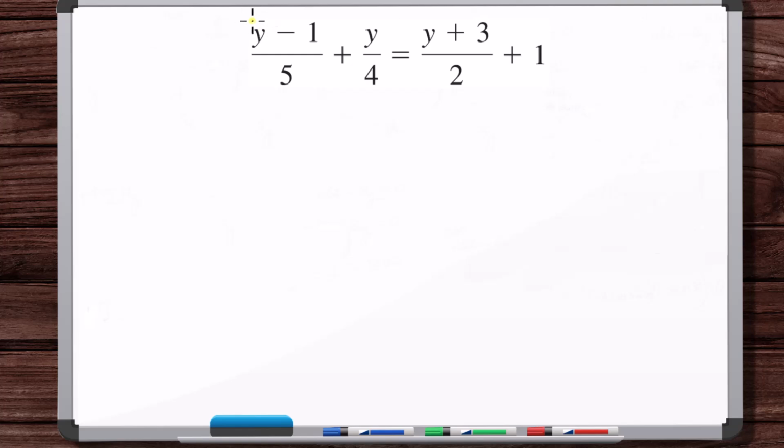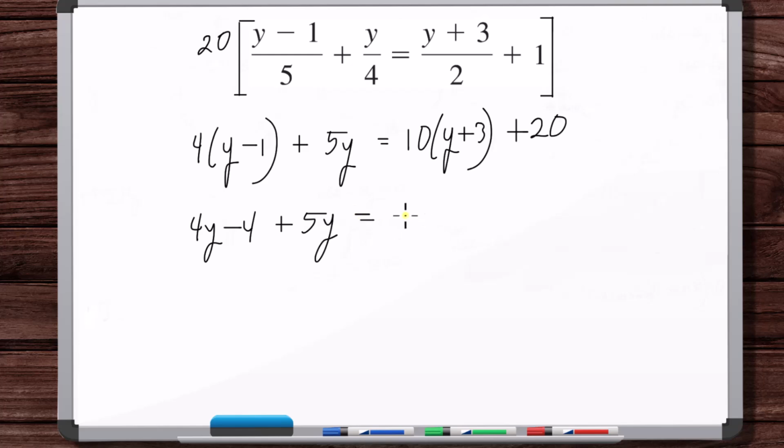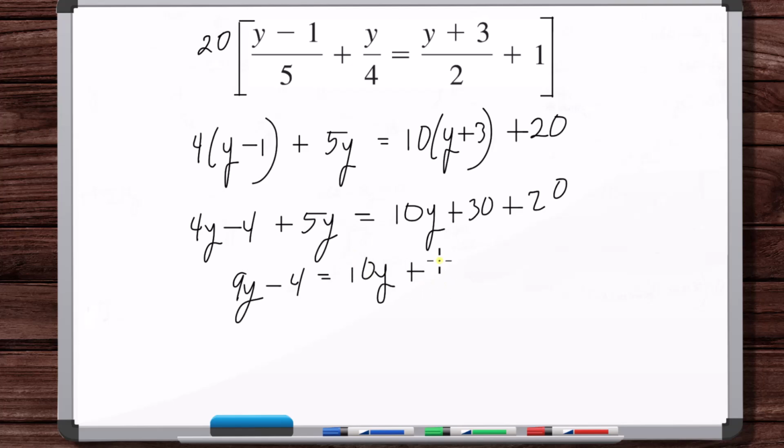Okay, let's see. Let's multiply this entire equation by 20. So we're going to get 4 times y minus 1 plus 5y is equal to 10 times y plus 3 plus 20. Okay, now let's just solve this like normal. So distribute the 4 on the left side here, distribute that 10. Okay, let's continue to simplify. So 4y plus 5y is 9y. And then 30 plus 20 is 50.